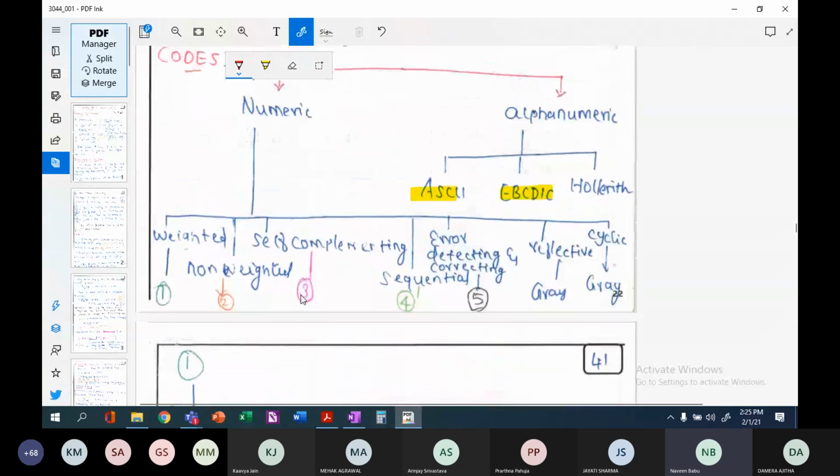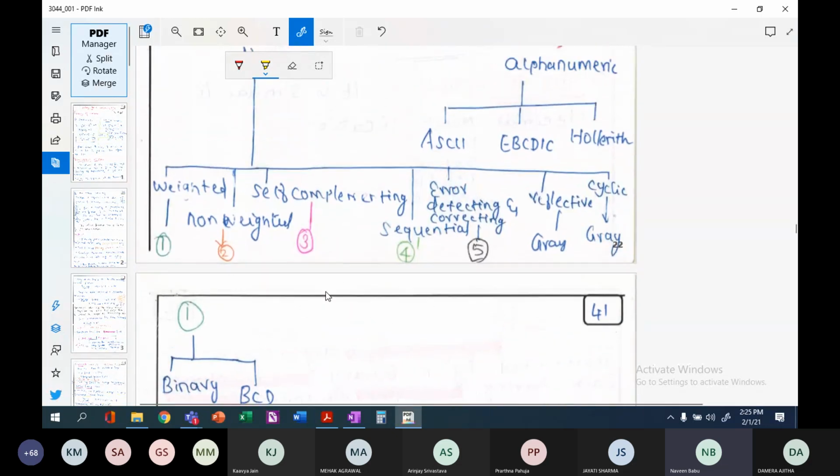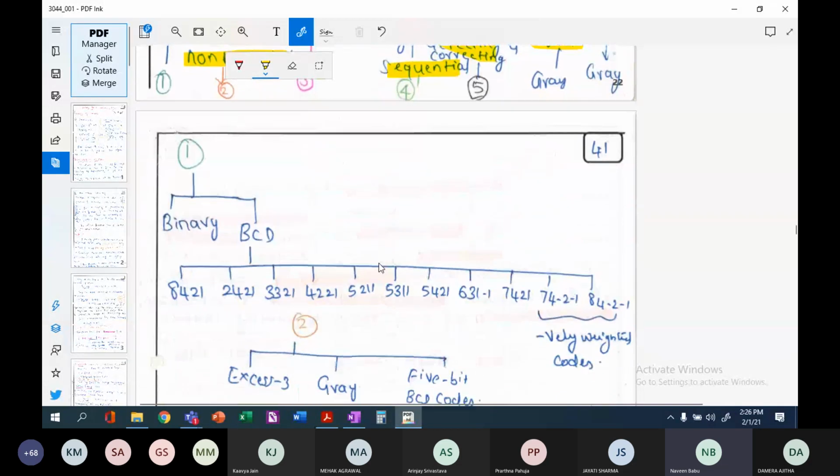Out of this, I'm just going to highlight only a few codes here, which are of interest to us, the codes that we will be doing. That is, we will be working on weighted codes, non-weighted codes, self-complementing codes, sequential codes, error correcting codes, reflective codes, and cyclic codes. Among weighted codes, obviously binary codes are of interest to us, and we will be working on BCD codes. In BCD codes, we will just work on 8421 only.